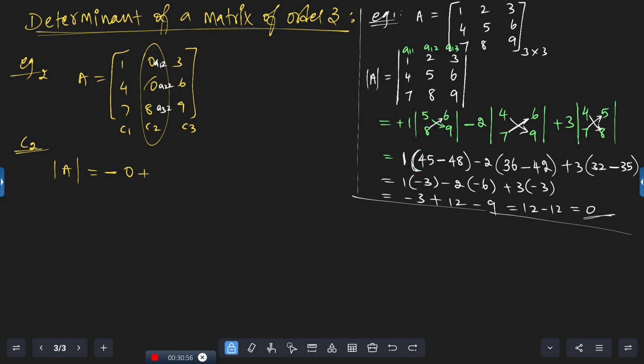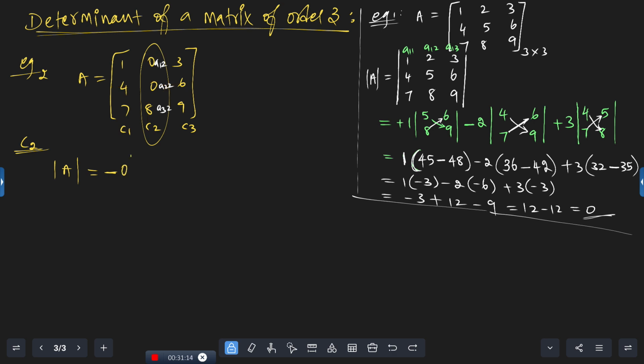And this element is what? 0. 0 into anything is 0. So here it is 0. If you are taking the row and column, you have to strike out, and the remaining elements will make a 2 by 2. That is why we don't want to go further. If you do it also, that will be 0. If you want to do it, I will do it.